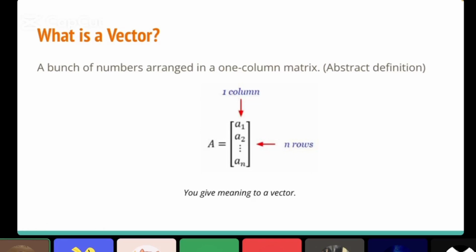All right, so again, this entire lecture or class is to give you some sort of intuition, right? So the intuition for a vector is it's just a bunch of numbers arranged in a one column matrix. So this is just a one column matrix, and the best part about vectors is you give meaning to the vector, right? So I mean, even numbers 1 2 3 4 5, right? I mean, it can mean anything. We are the ones that give meaning to the numbers. 2 dogs, 2 cats, 3 cows. We describe everyday objects using numbers, right?